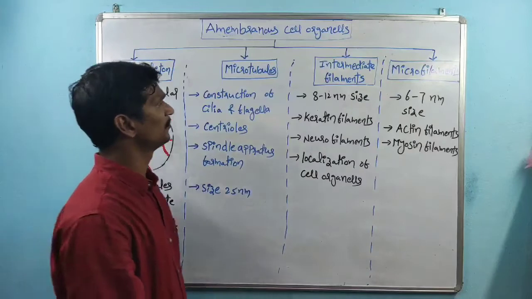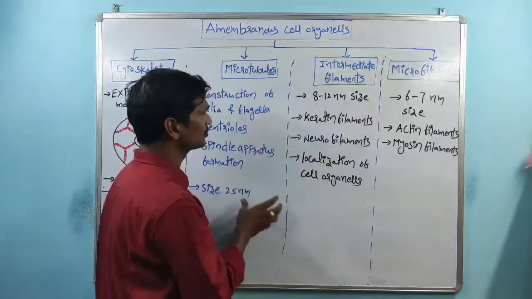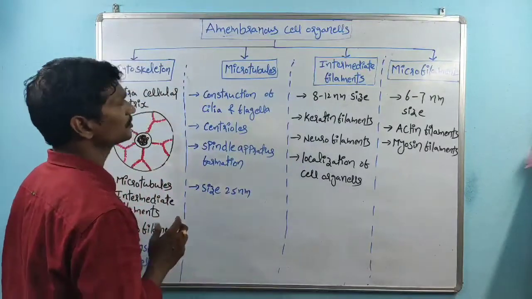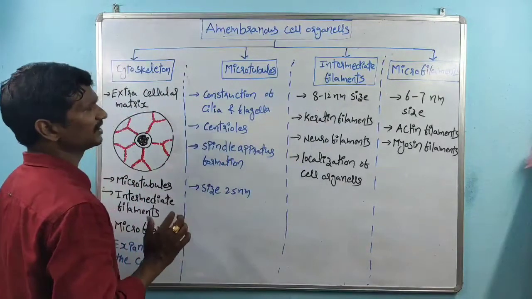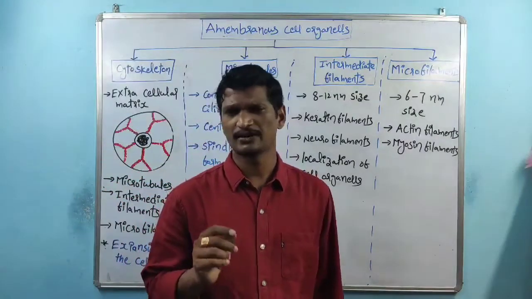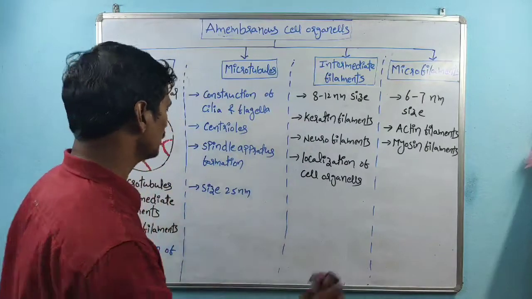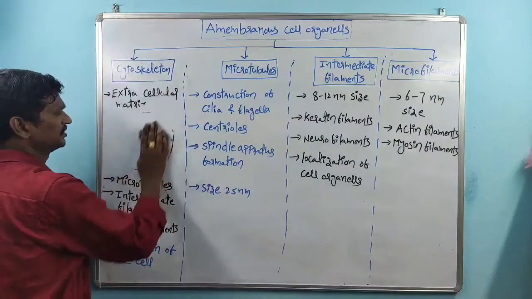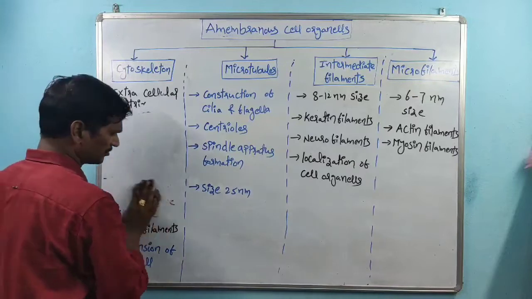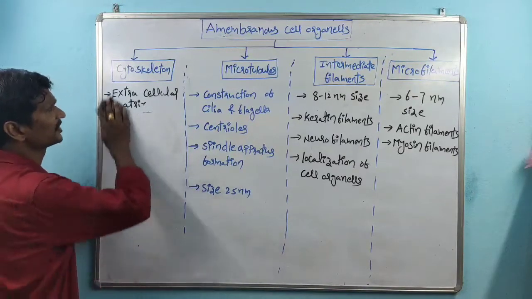Coming to the next one, the microtubules. Microtubules are the long structures which support the construction of cilia and flagella. The microtubules are involved in the construction of cilia and flagella. I will discuss this. I thought most of the students are well aware of the function of flagella.